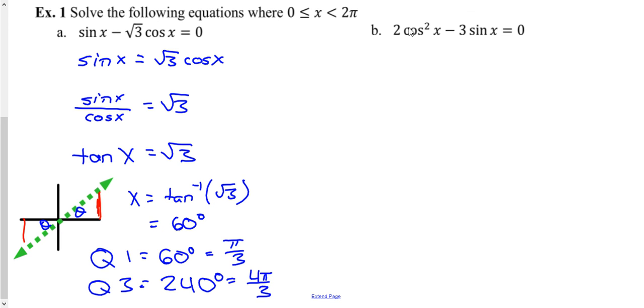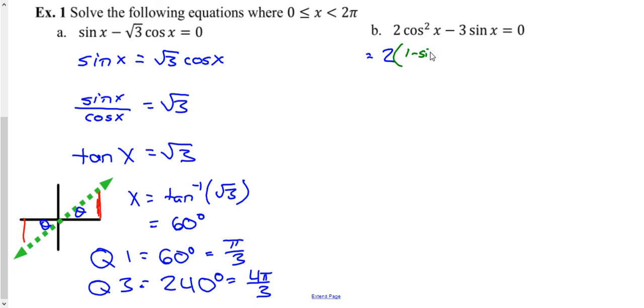In example B here, we have 2 cos squared x minus 3 sine x equals 0. Right away, I cannot combine anything because one trig function is cosine, the other one's sine. But this cos squared x, I can probably switch out for one of my trig identities. If I look at my Pythagorean identity, cos squared x is equal to 1 minus sine squared x, so that's what I'm going to switch this out for. So right away, I have 2, and then I'm going to do a quick switch. This is the same thing as saying 1 minus sine squared x.